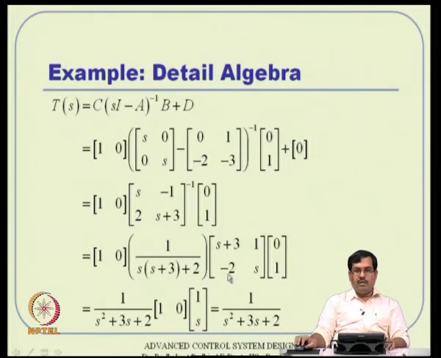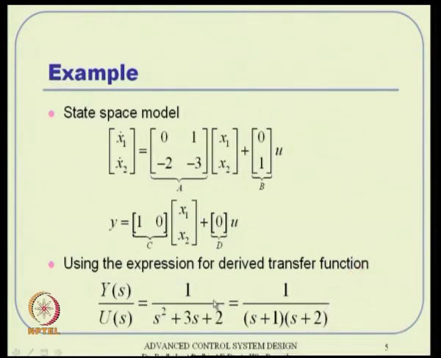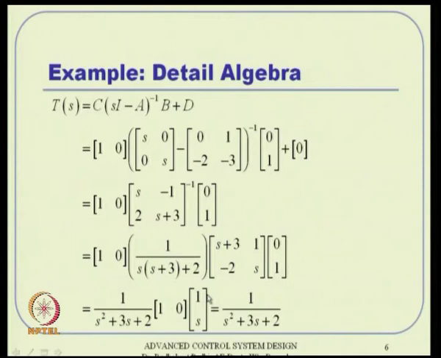Okay. Then if I multiply these two matrices, 0 into s plus 3 is 0, plus 1 into 1 is 1, that is why 1 is there, and minus 2 into 0 is 0 plus s into 1, that is s. Again if I multiply these two, this is 1 plus 0. So, ultimately I am left with 1. So, with this entire algebra, T of s is nothing but what you get here. Okay. So, that is the conversion from state space to transfer function.